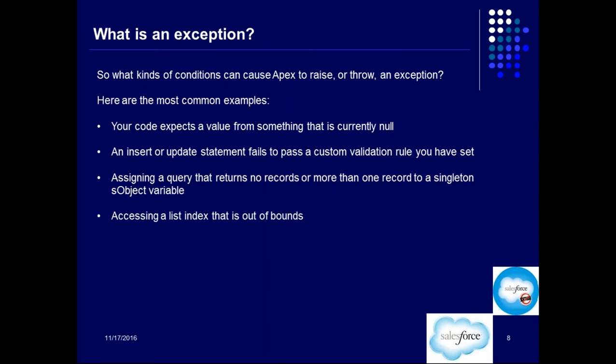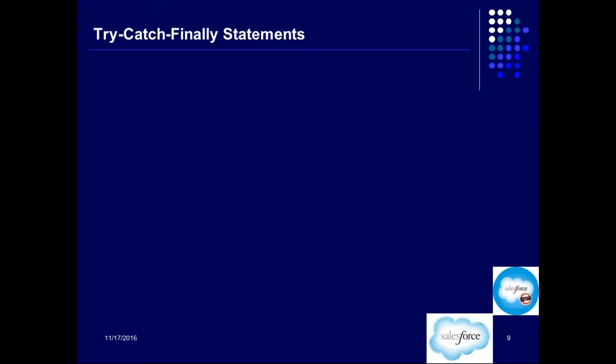Accessing a list index that is out of bounds. Okay, so you're trying to access a value in the list which does not exist. In the list we know that every value has got an index number, right? So I'm trying to access the 10th value in a list, and the list has only 5 values. Obviously it's not going to be able to fetch the 10th value. All right, so these are the common reasons for exception.